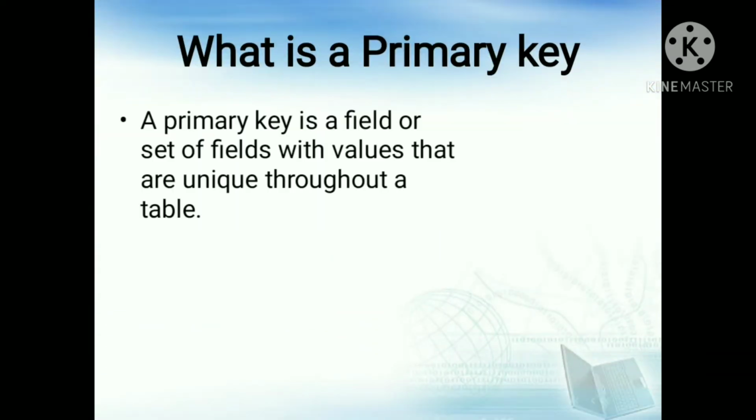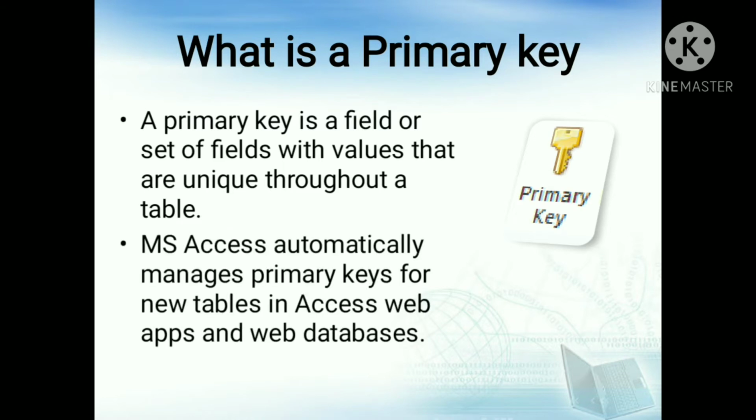What is a primary key? A primary key is a field or set of fields with values that are unique throughout a table. Microsoft Access automatically manages primary keys for new tables in Access web apps and web databases. Remember, a table can have only one primary key. We will use it in our practical.